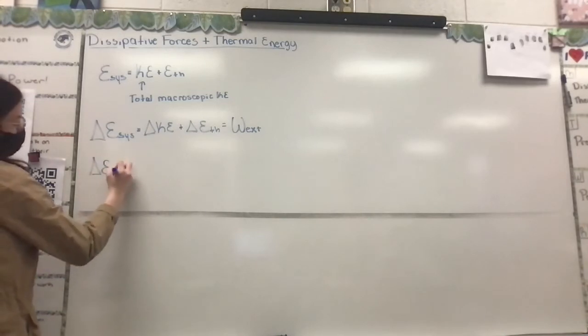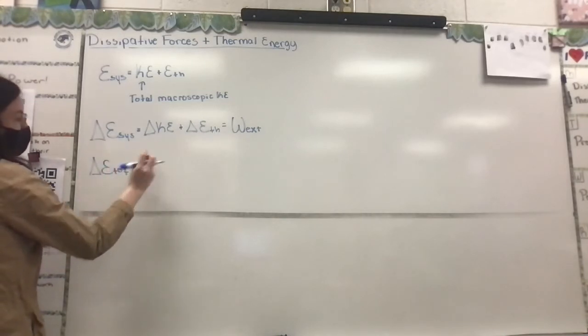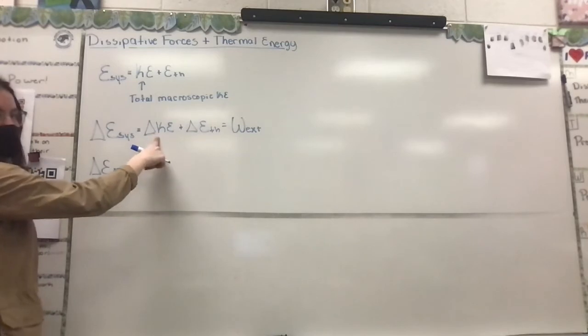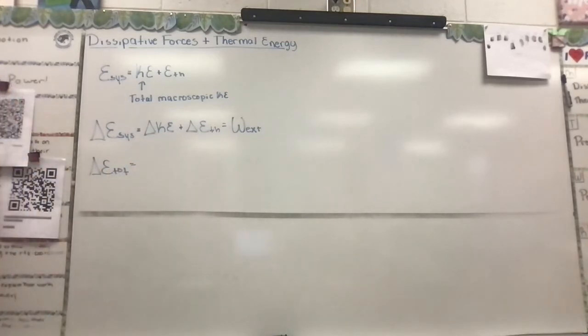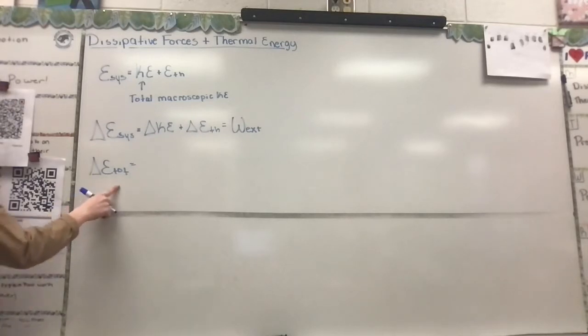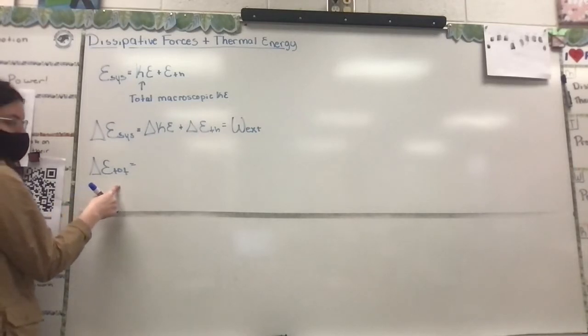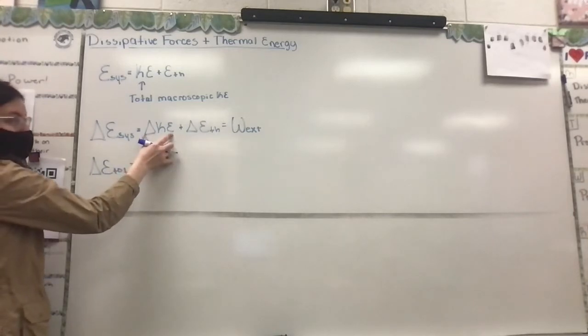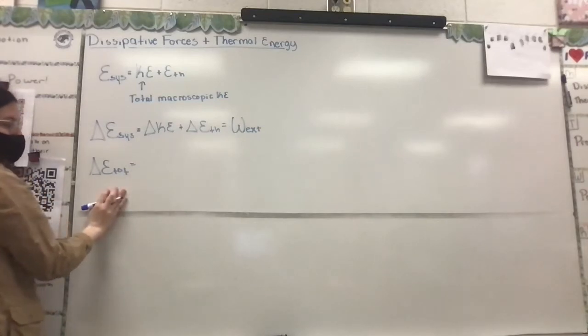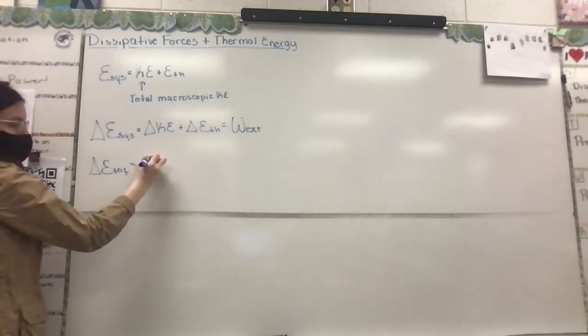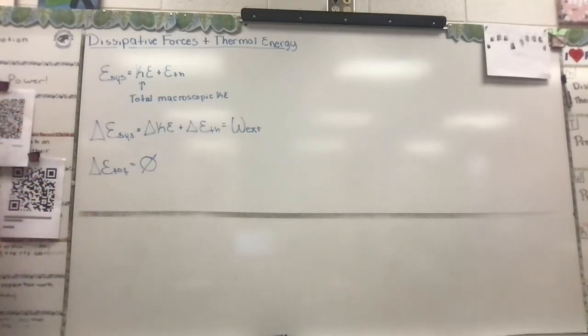I want to know what it would be if all of the kinetic energy we start out with is changed completely into thermal energy. It should not change at all. So what would it be equal to? All of the kinetic energy, 100% of it changed into thermal. It'd be equal to the same thing. It'd be equal to 0.